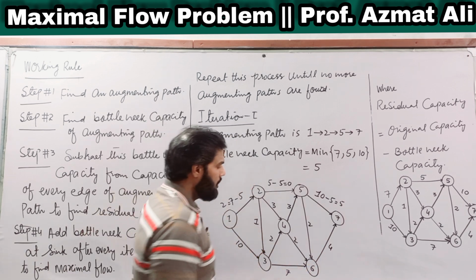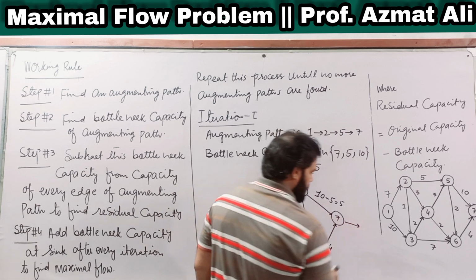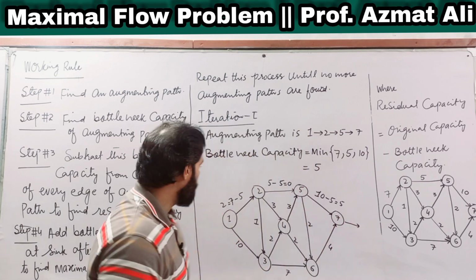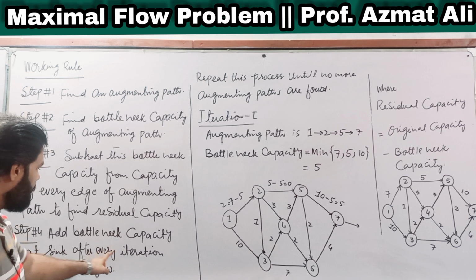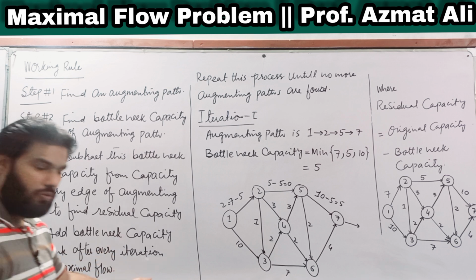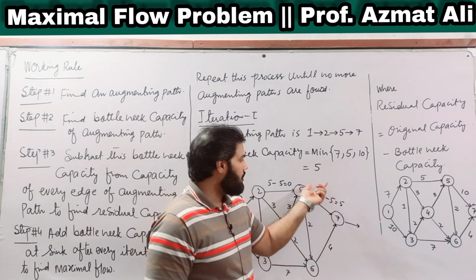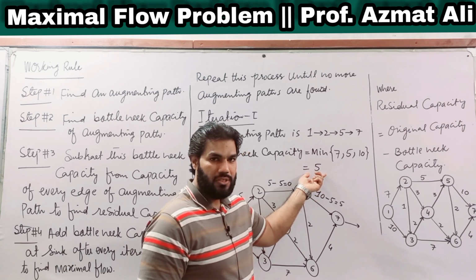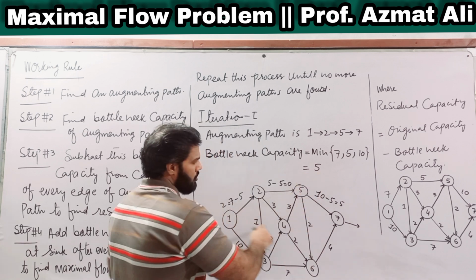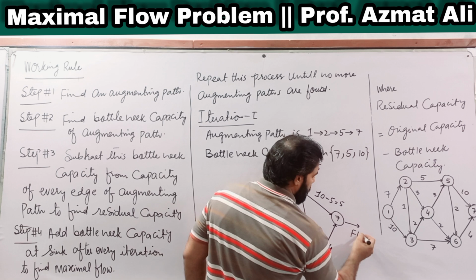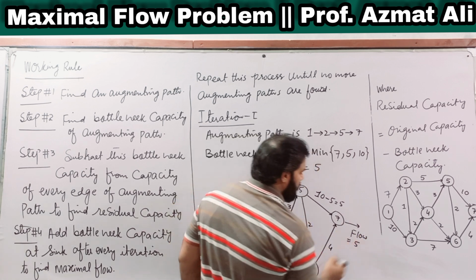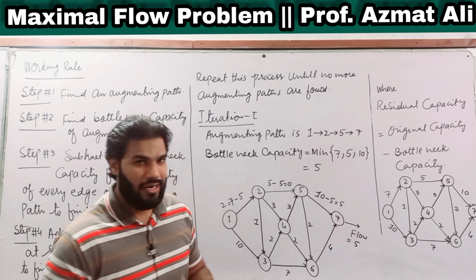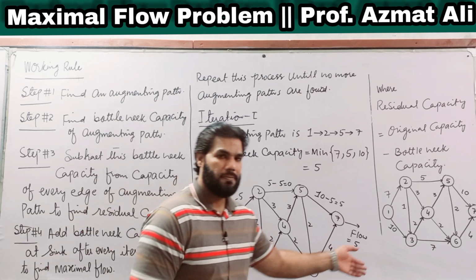Further, as this is our sink node, the last step is to add the bottleneck capacity at the sink after every iteration to find the maximum flow. What is the bottleneck capacity of this iteration? This is 5 units. So we add this bottleneck capacity at the sink node. So the flow after the first iteration will be 5 units.